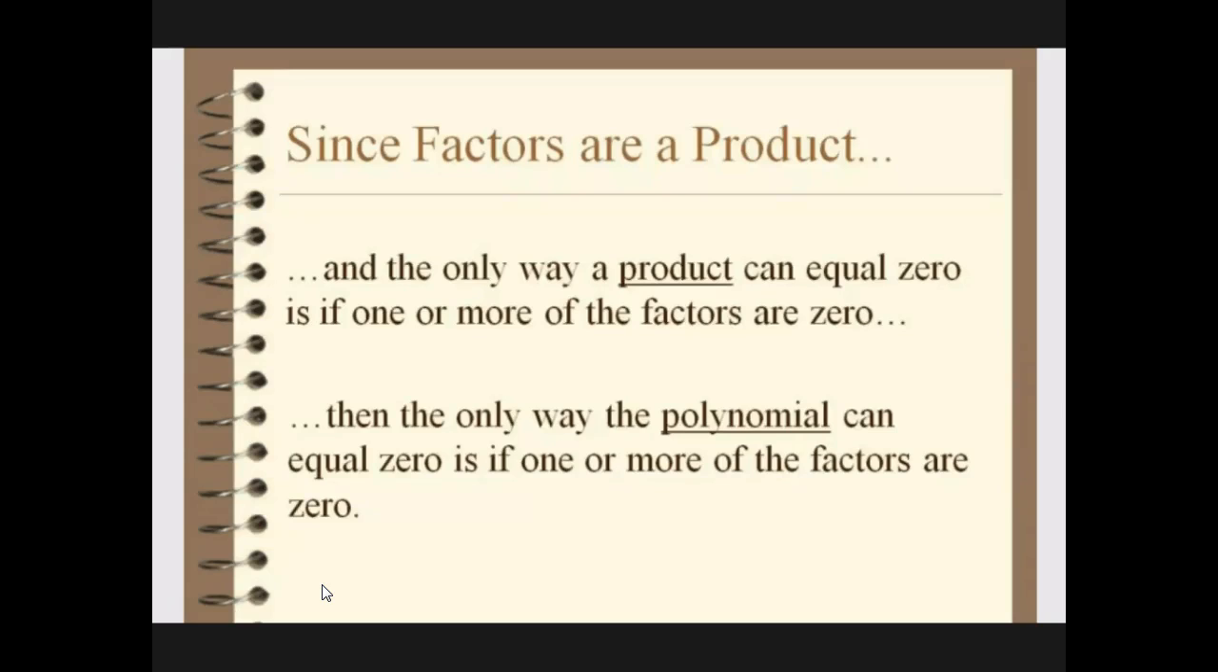All right, since factors are a product, the only way a product can equal 0 is if one or more factors are zero. The only way the polynomial can equal 0 is if one or more factors are 0.